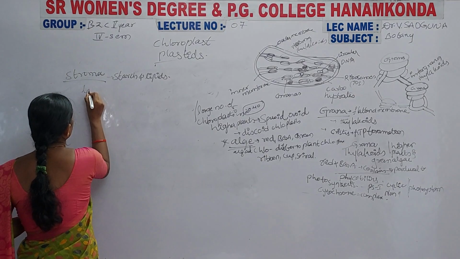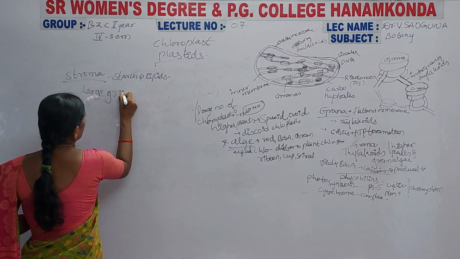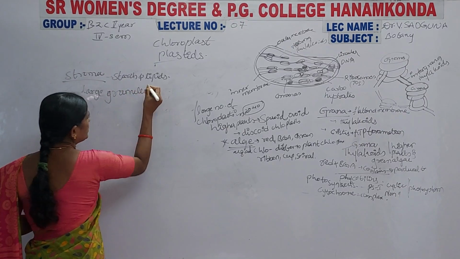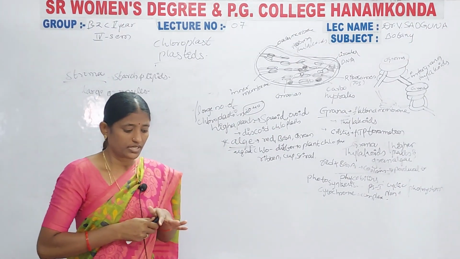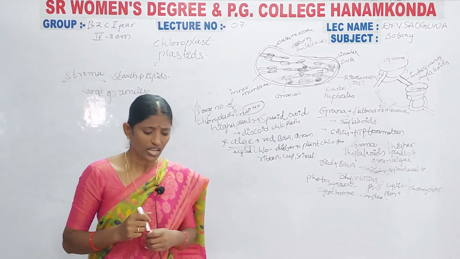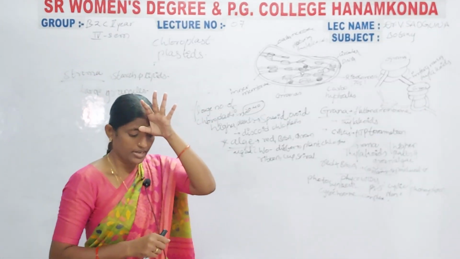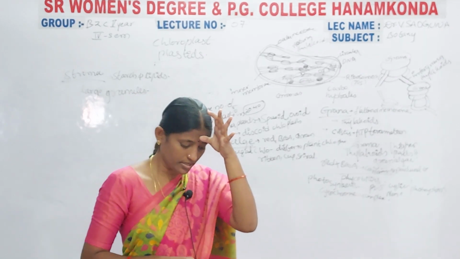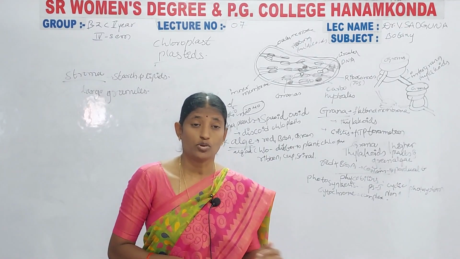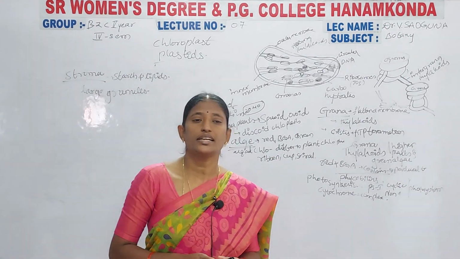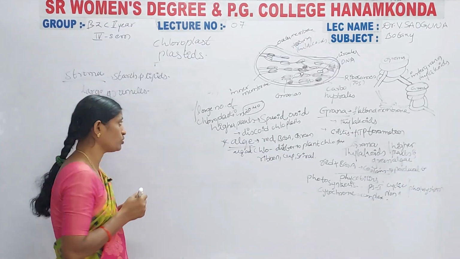It has large granules. There are different types of granules that store material. The stroma also contains RuBP, ribulose bisphosphate carboxylase, that means rubisco.